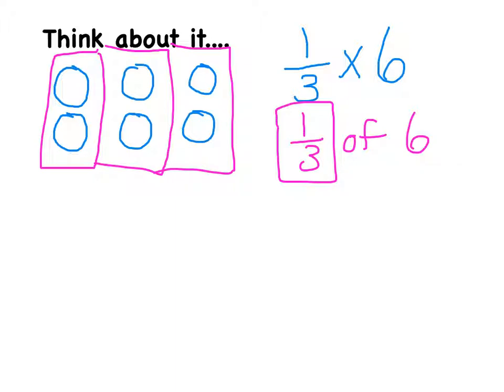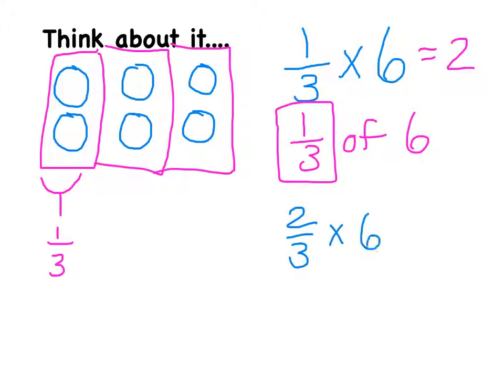So we can see this here as one group, here's the second group, and here's the third group. So we can see the 1/3 part of the equation is actually going to be 2. So 1/3 times 6 will equal 2. Now we can continue on and do 2/3 times 6, which means we'll have to look at the 2 parts of the 3 that we had broken into. So we can see that 2/3 of the 6 is 1, 2, 3, 4, those 4 circles.